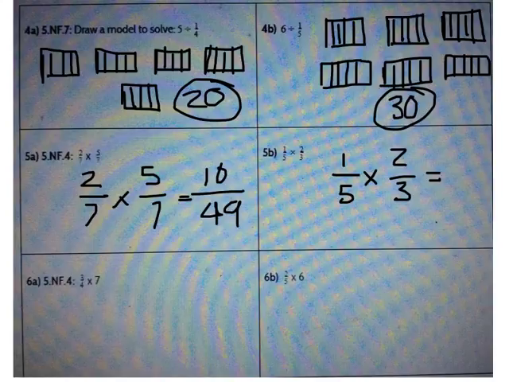One-fifth times 2/3 is 2/15. 1 times 2 is 2, and 5 times 3 is 15.